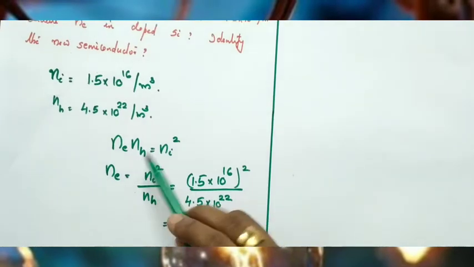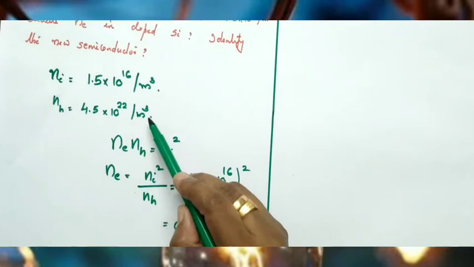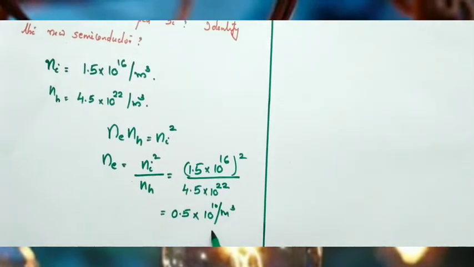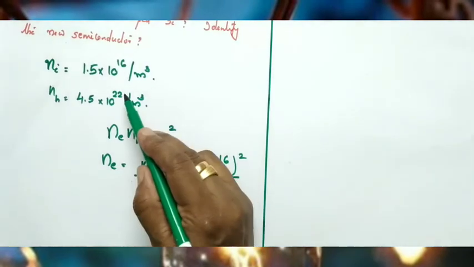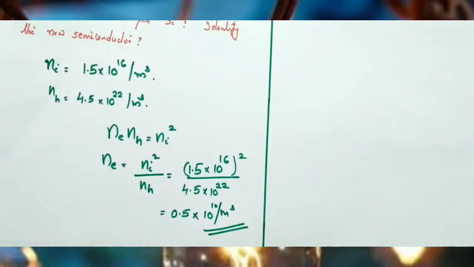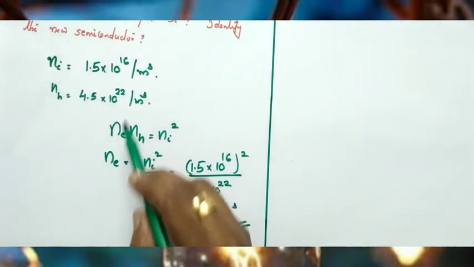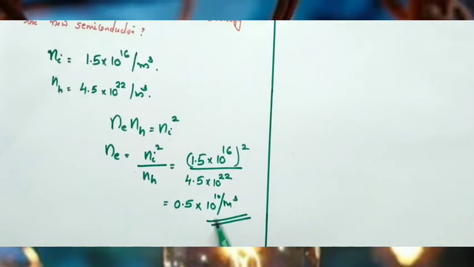So the number of holes is 4.5 into 10 raised to 22 per meter cube, and the number of electrons is 0.5 into 10 raised to 10 per meter cube. So the number of holes is greater, no? How will you confirm it is a p-type semiconductor? Since the number of holes is greater than the number of electrons, it is a p-type semiconductor.